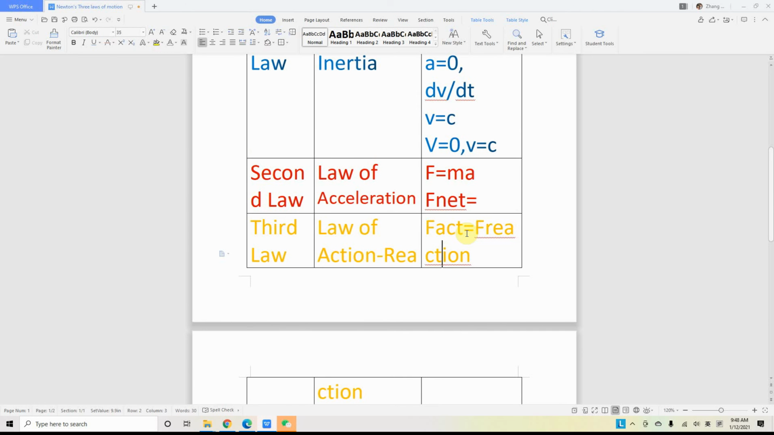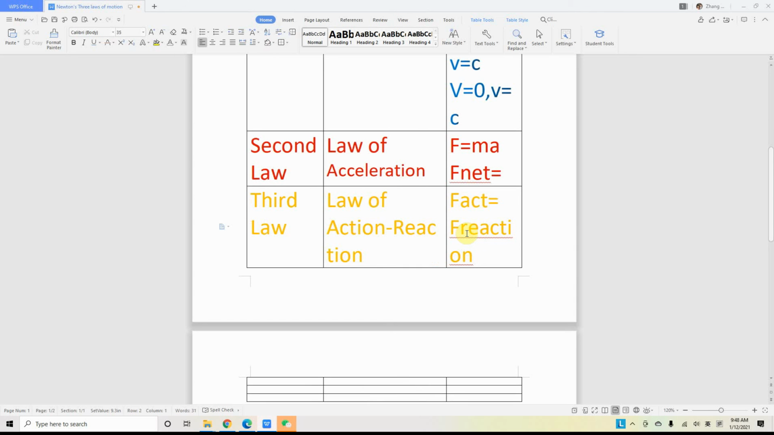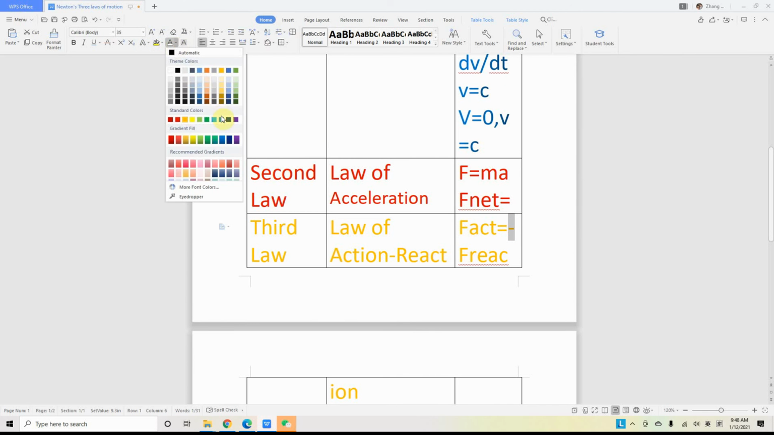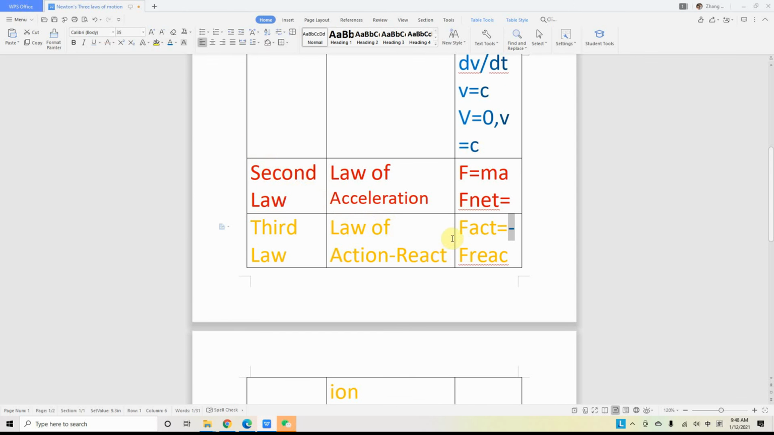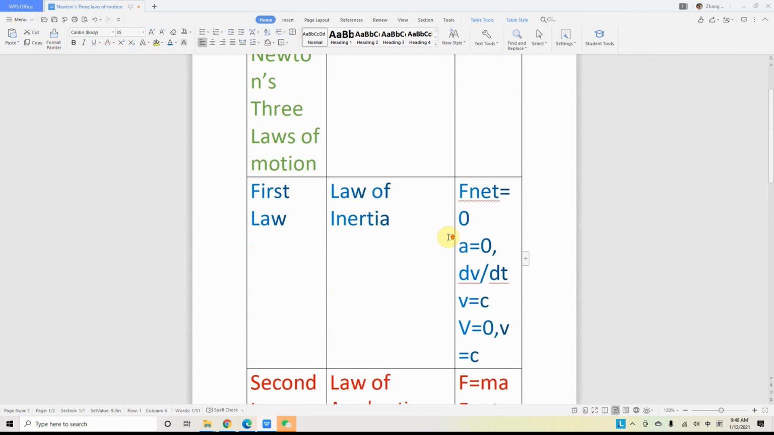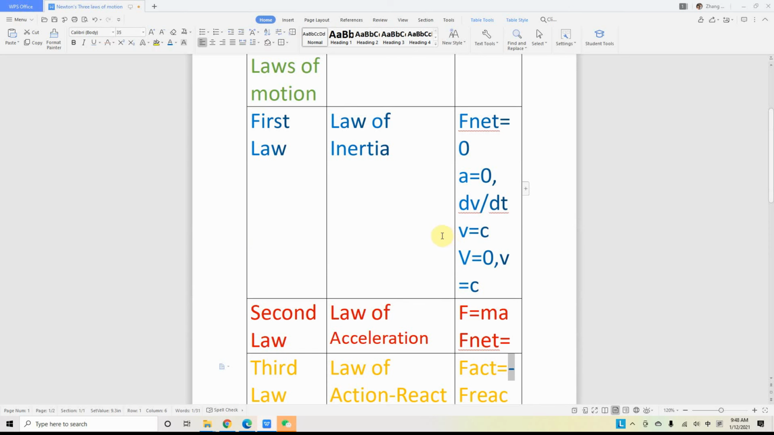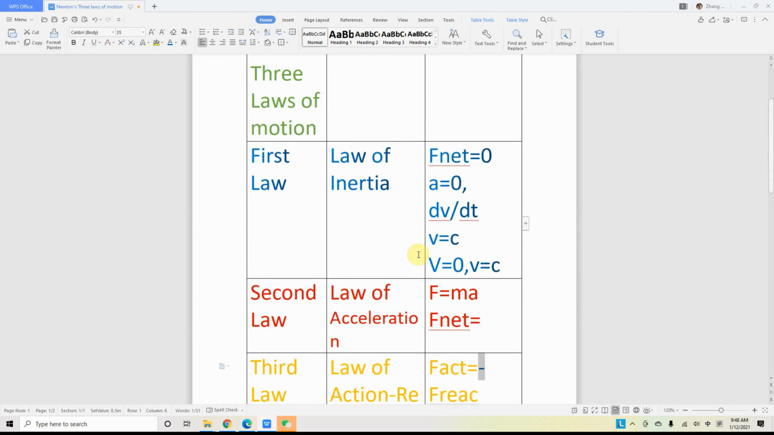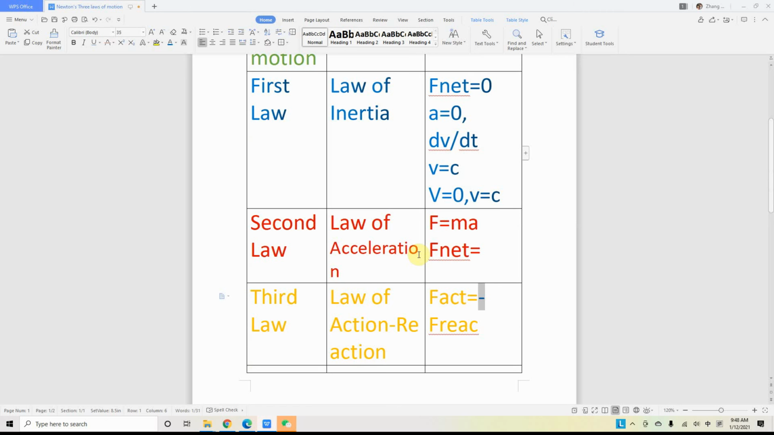Okay, so we are expressing this as F action equals negative F reaction, and there is a negative sign. The negative means it is opposite in direction, and the equal sign means it is equal in magnitude. Understand? Because force is a vector. Okay, and now if we are looking at this, this is the law of inertia for the first law, the law of acceleration for the second law, and the law of action-reaction for the third.